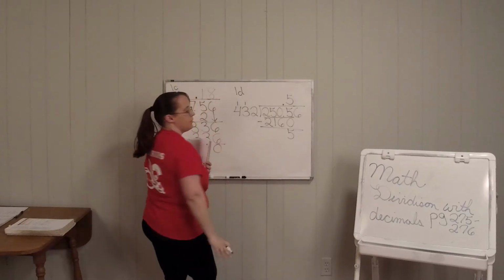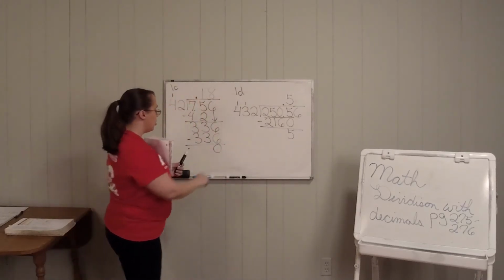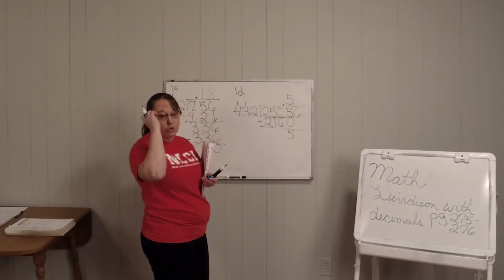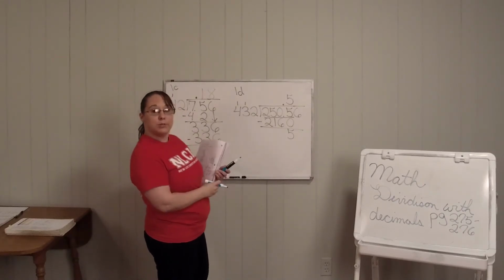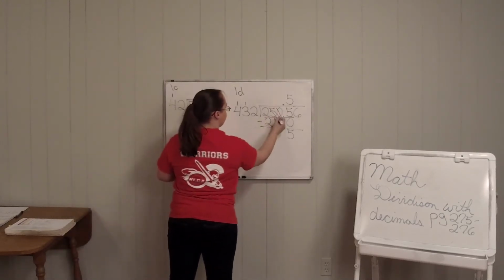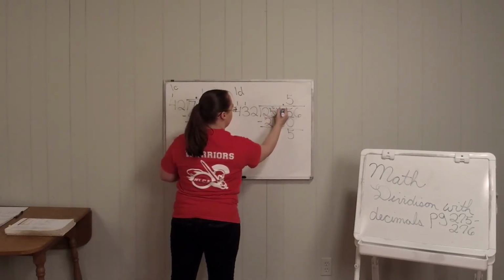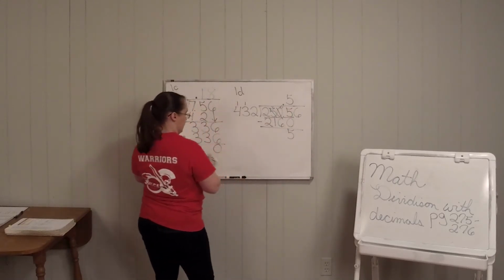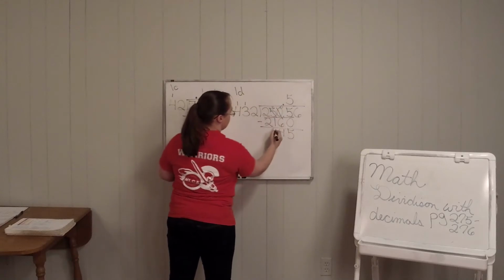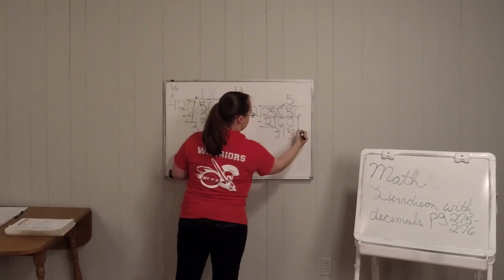Now, don't forget about your borrowing. If you have 0, you're not going to take 6 away. I know some of you are going to try. I can already see some of you. So you're going to mark it out. You're going to borrow. Make it 10. 10 minus 6 is 4. 4 minus 1 is 3. Don't forget to bring down your 6.